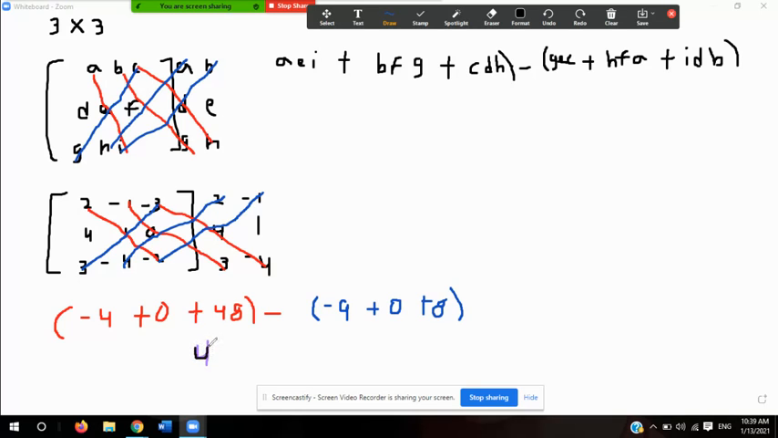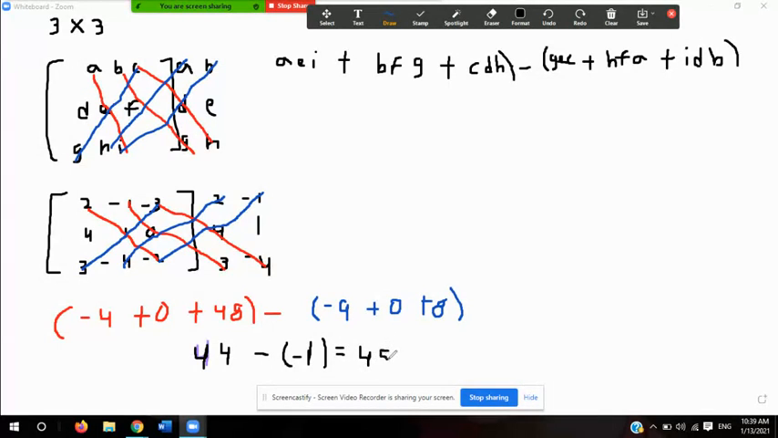So this would be 44, and then minus. And then we have negative 9 plus 0 is negative 9, and then negative 9 plus 8 is negative 1. So this would be 44 minus negative 1, and that would equal 45. So the determinant of that matrix is 45.